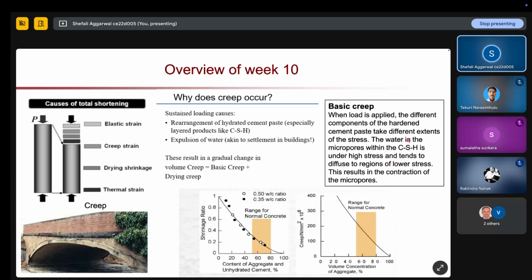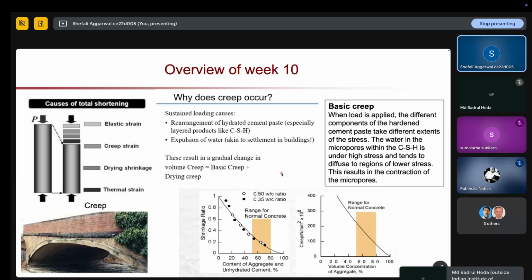So that was the first thing, basic creep. This is an example showing the different factors which are affecting creep. Firstly, we just talked about the CSH. The other thing is how aggregates are affecting your creep problems. If we talk about any concrete specimen, we have aggregates, then we have paste. The paste will have water, sand and cement paste. So mainly your cement paste will show the creep issue, and there is an equation for it.